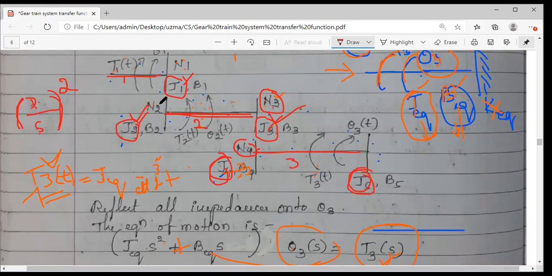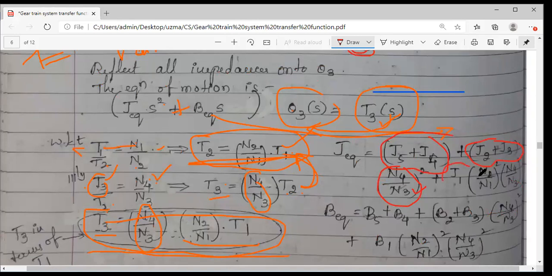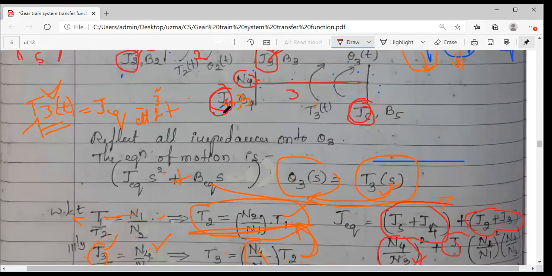So what is the destination shaft? It is the second shaft, because we cannot directly go from 1 to 3. 1 to 2 and then 2 to 3. It is in steps. So the destination shaft is your second shaft, that is N2. N2 will come in the numerator. The source shaft's number of teeth is N1. So N2 by N1 whole square. So J1 is N2 by N1 whole square into N4 by N3 whole square.